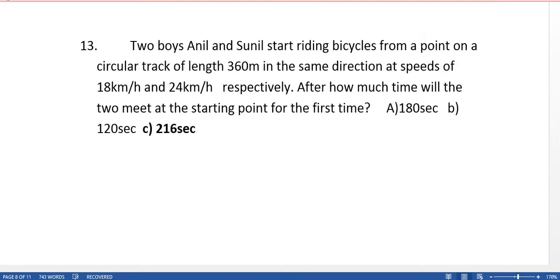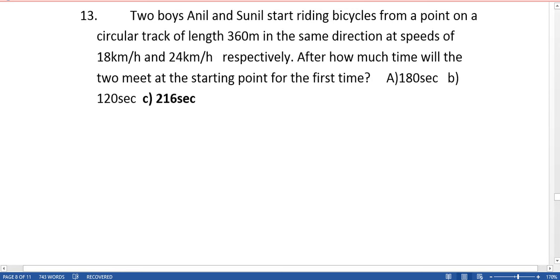Let's see question number 13. Two boys, Anil and Sunil, start riding bicycles from a point on a circular track of length 360 meters in the same direction at speeds of 18 km per hour and 24 km per hour. After how much time will the two meet at the starting point for the first time?